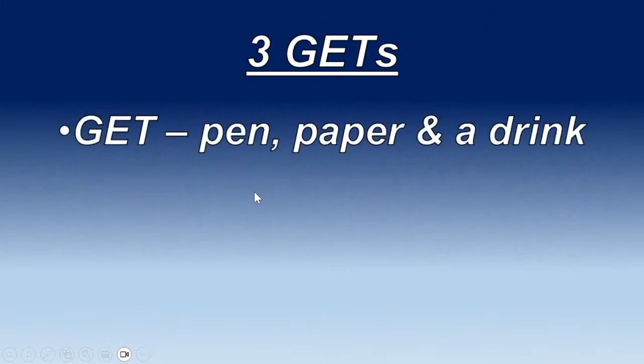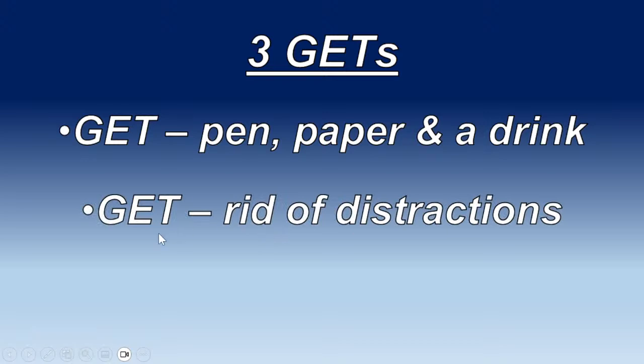Okay. First, I call them the three gets. Get number one: grab a pen, a piece of paper, something to drink. Yeah, I appreciate that. Absolutely, pen and piece of paper. I'm going to ask you to write a few things down later, so that would help. Also, if you want to take notes, a pen and a piece of paper will help there as well.